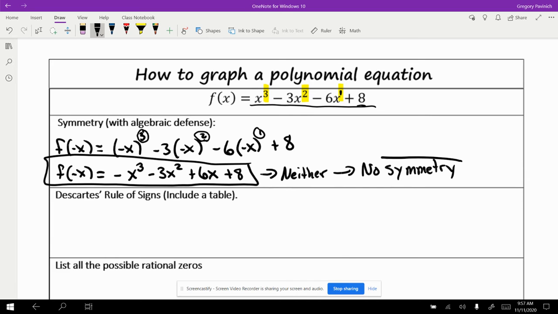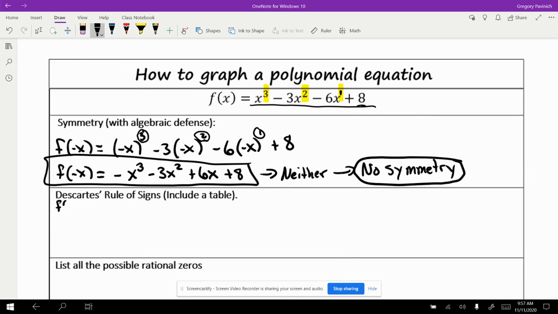Okay. And a lot of times they have no symmetry. That's a pretty common thing. I mean, the likelihood that you're going to run into a lot of polynomials that have all even powers or all odd powers is less likely versus having a mixture of odd and even powers. Okay. So Descartes' rule of signs says two things.